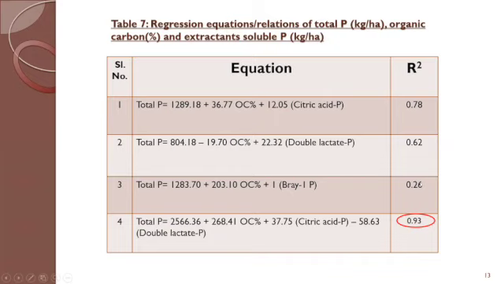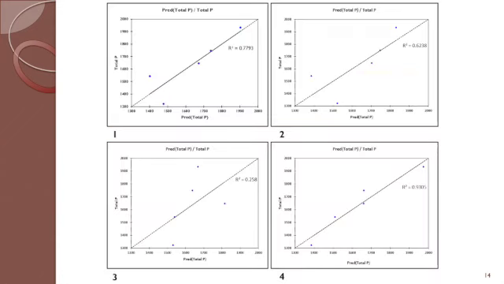A very, very poor relationship was obtained among total P, organic carbon, and Bray extractable P under the organic farming system. And in the last row, the regression analysis revealed that citric acid and double lactate extractable phosphorus together, along with organic carbon, were able to strongly define the variation of total phosphorus content in organic soils. That is 93%. The value of all other combinations was lesser than this, and hence I did not present them in the table. So these are the graphs depicting the equation of the previous slide.